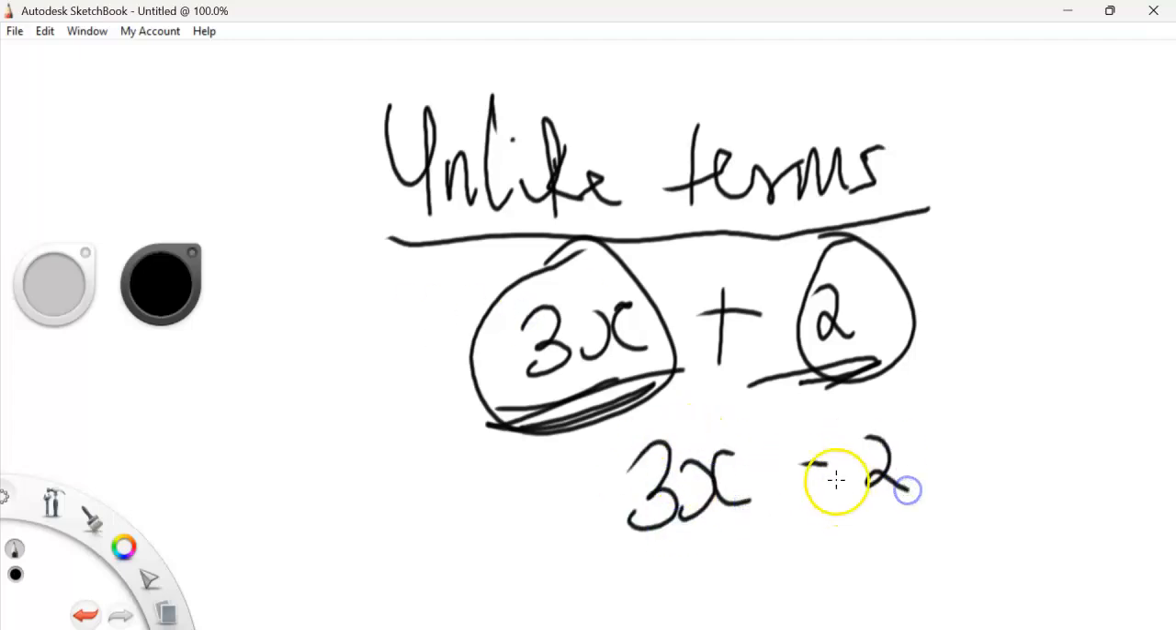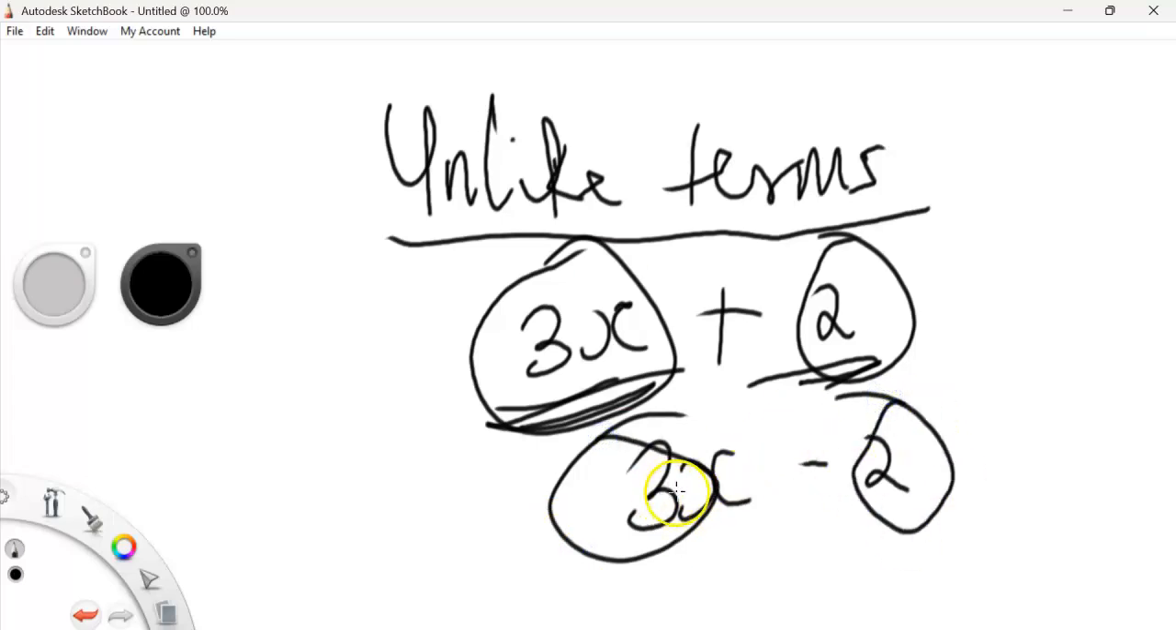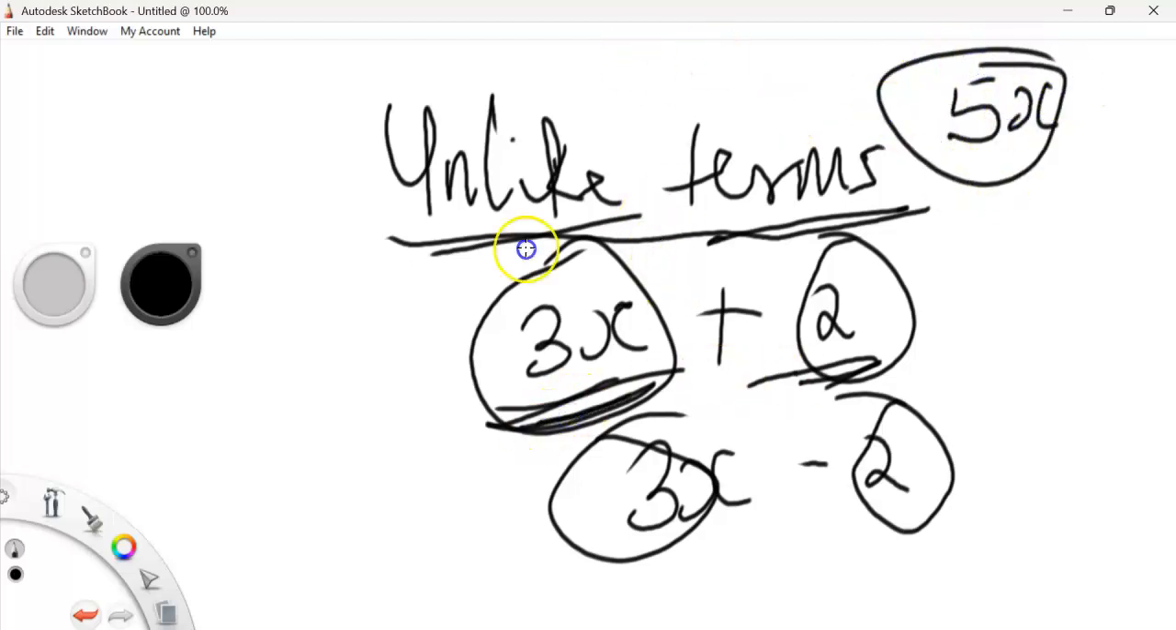3x minus 2, these two terms here, they cannot subtract each other. Why? Because they are unlike terms. Do you understand? They cannot subtract each other because they are unlike terms. So whenever you are solving things like this, especially if it involves an algebraic equation, don't make it that whenever they ask you 3x plus 2, you go and write 5x. You are wrong.